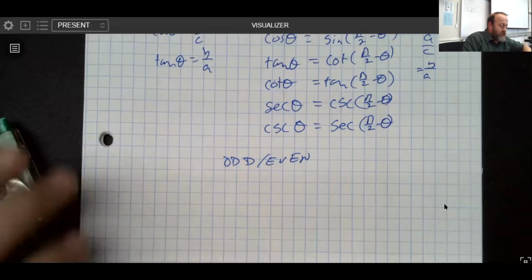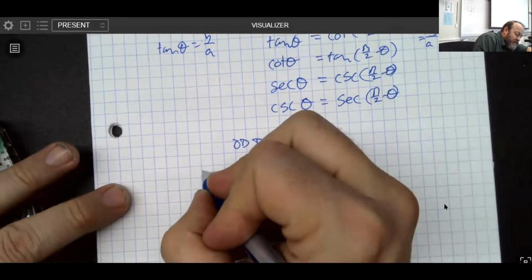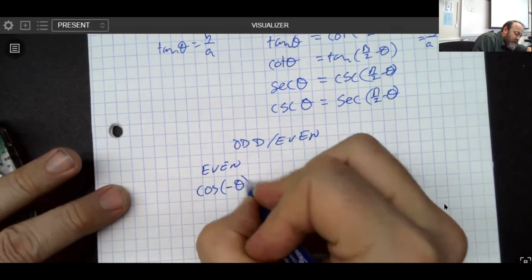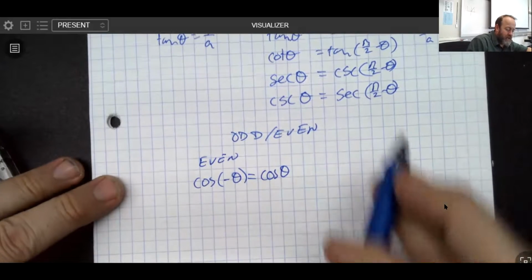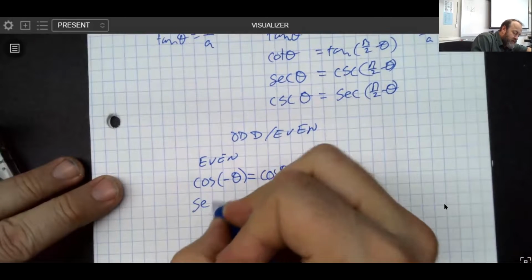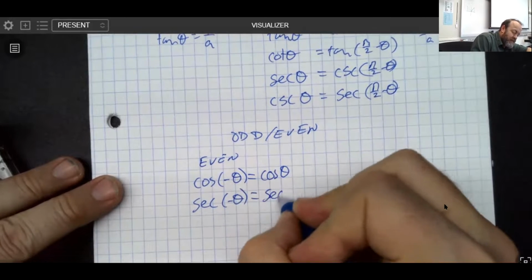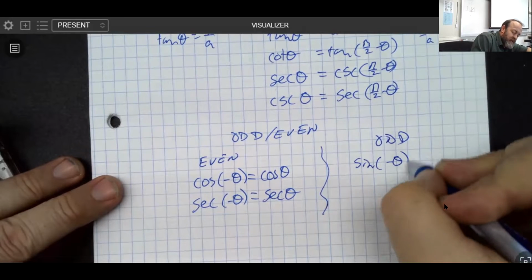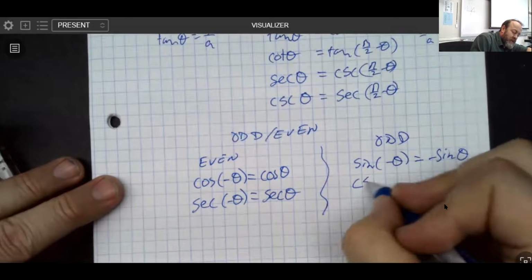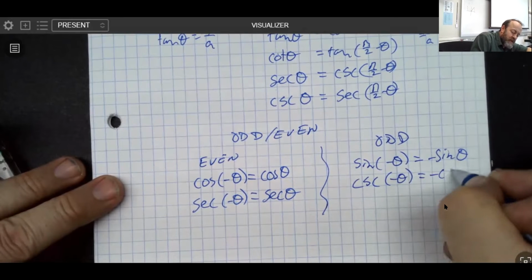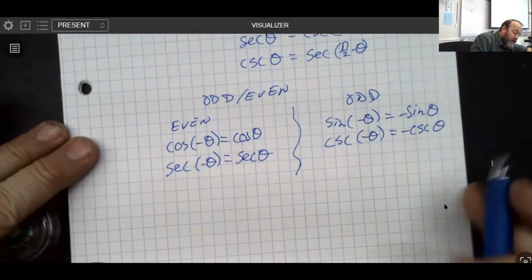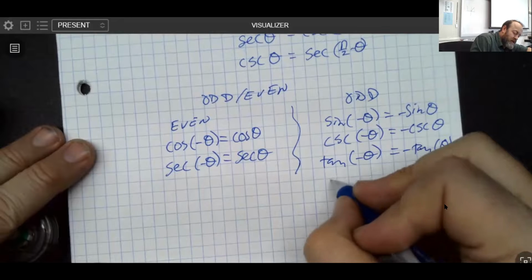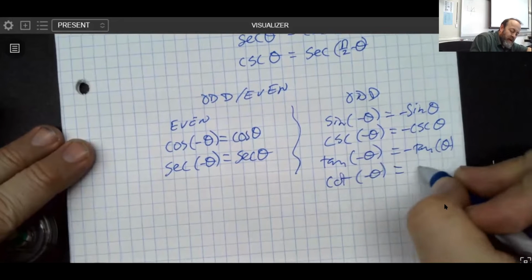Let's share that. So my odd and even functions: the evens are the cosine. The cosine of negative theta is the same as the cosine of theta. So putting the negative inside didn't do anything. The secant of negative theta is the secant of theta. But the odds over here would be that the sine of negative theta is the same as negative sine theta, that the cosecant of negative theta is the same as negative the cosecant of theta. And we could keep going, with the tangent of a negative angle being the negative of the tangent of theta, and the cotangent. So these are our angles that we start with.